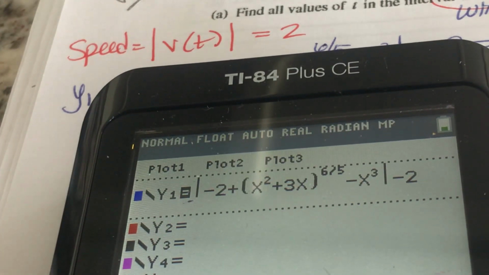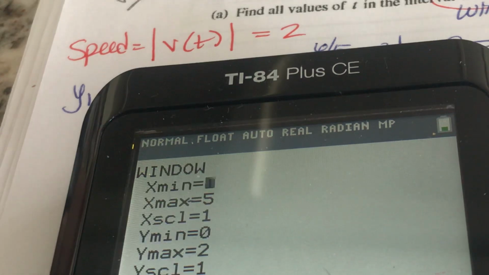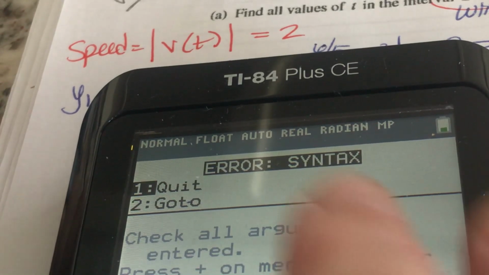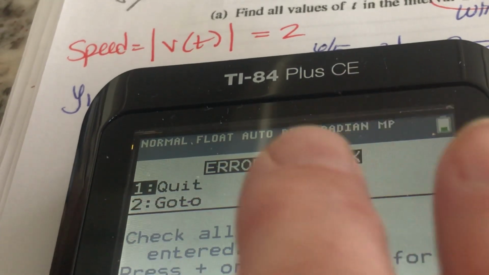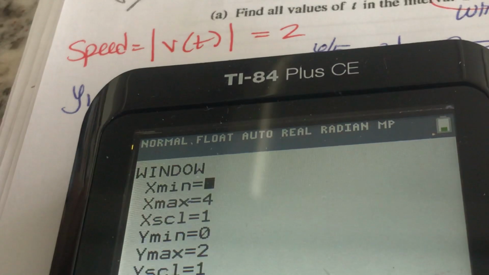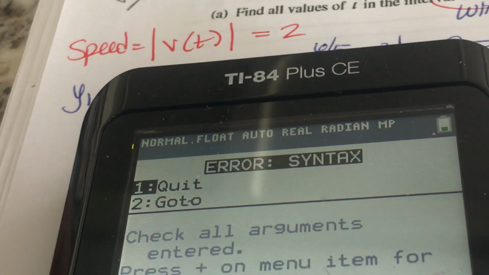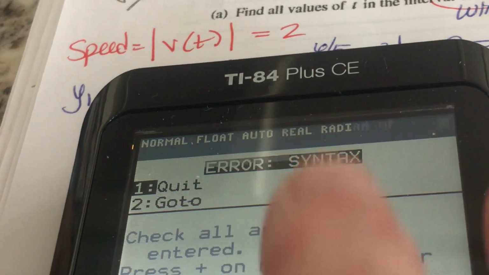Hit window and change the window from 2 to 4 and hit graph. Uh-oh, something's wrong. Let's see. Let's go back to second quit, window, 2 to 4. Let's change our y value mins. So let's do the y value min as -5 and let's go +5. Let's see if that helps. Hit graph. Nope, something's wrong.